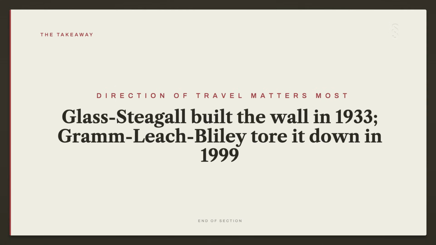Glass-Steagall was never a complete fix. It addressed one transmission channel, not fractional reserve fragility or bad lending decisions. Remember the direction of travel. Glass-Steagall built the wall. Gramm-Leach-Bliley tore it down, and Dodd-Frank added guardrails without rebuilding it.